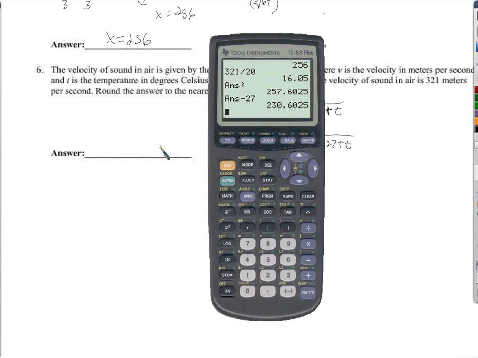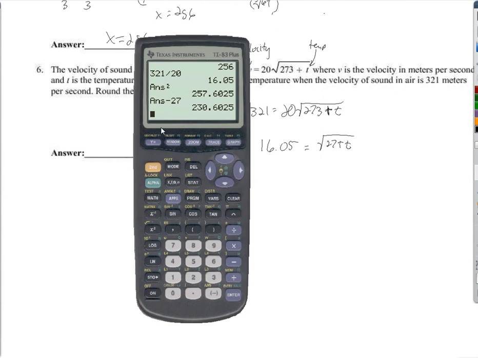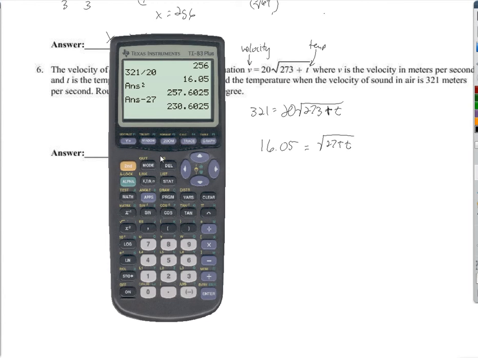So let's see. I don't know what just happened. We'll square it and subtract 273.